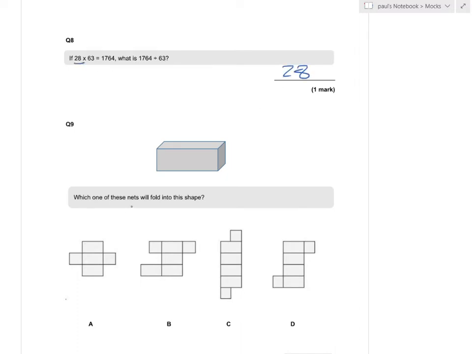Which of these nets will fold into the shape? So there's 6 sides. 1, 2, 3, 4, 5. So that can't be right. That's not going to be right, is it? So it's one of these two. So if I fold these round, I've got an end and an end. Yeah, it's this one. Yeah, D.